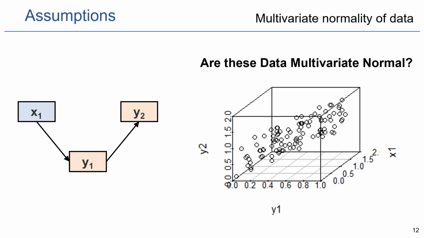And now let's look again at our model example. Here I plotted the 3D scatter plot of our data for our three variables. And when we look at this scatter plot, the question is whether these data are multivariate normal. And as you might guess already, we have some R tools that help us to test this.